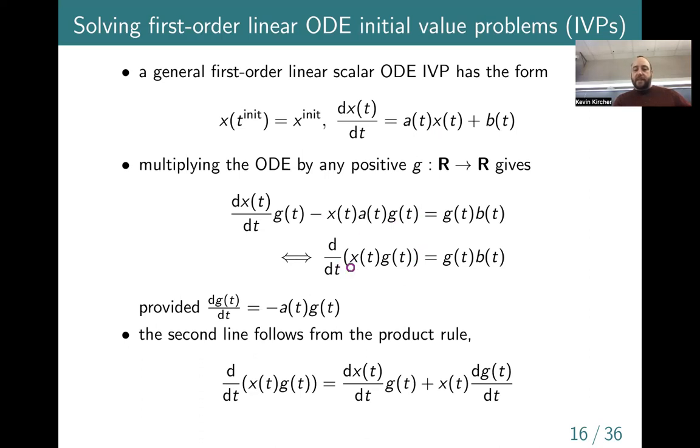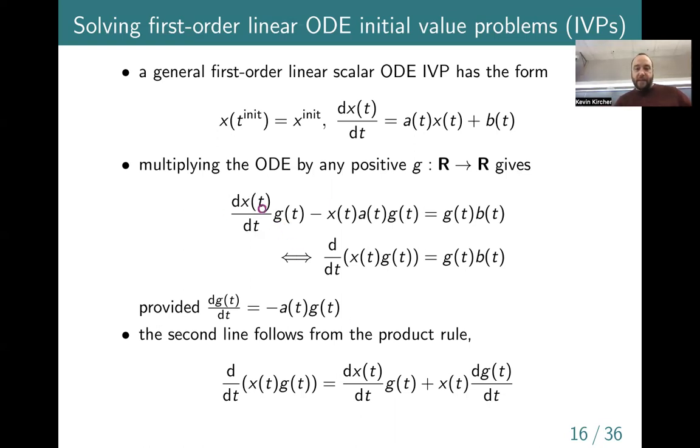Okay, so this, I think, is just a rewriting of the first equation here. And then it turns out that that is equivalent to the bottom equation here. d/dt of the product xg is equal to gb. And where that comes from is the product rule. So again, if we have the derivative of product xg, well, that's just x prime g plus x g prime. And so if our function g has this particular special form where its first derivative is negative a times the function itself, then we get this nice form down here.